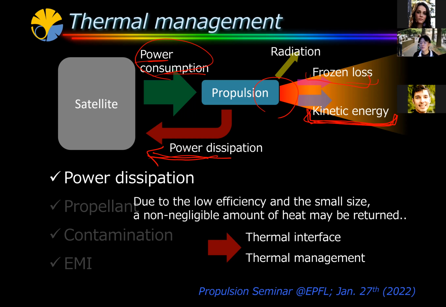And additionally, in small satellites, the scale is small, so the effect of thermal insulation is lower than on a big satellite. So thermal insulation is more difficult. We have to take care of this power dissipation, especially if you employ very high power electric propulsion. This power dissipation sometimes becomes a very critical problem, so be careful about this.